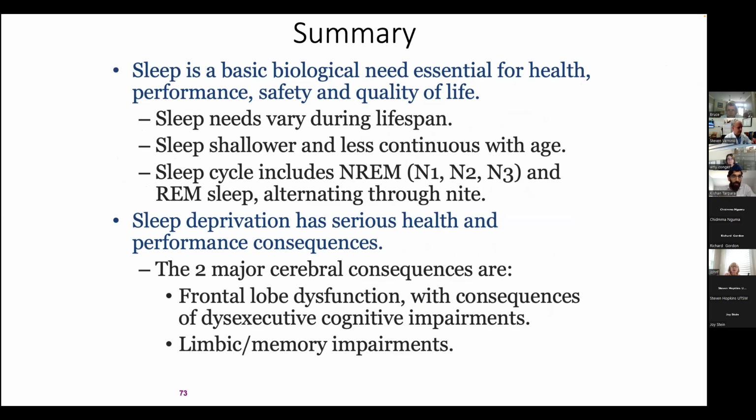So the summary of that first part of the talk is that sleep is a basic biological need, essential for health. It's important for performance, safety, and quality of life. And your sleep needs change throughout life. And there's different sleep cycles that are important for different functions, and they have different consequences if they're disrupted in different ways.